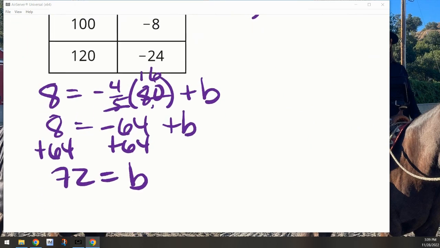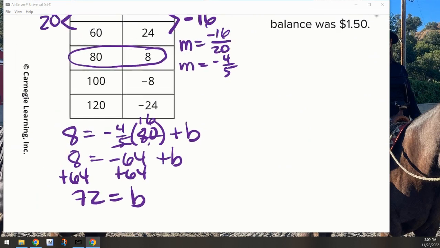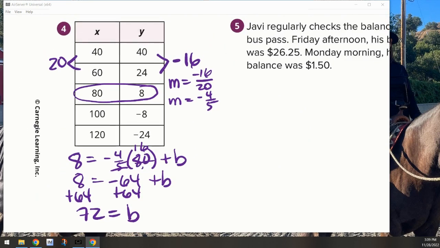Is that right? Did I mess that up? I did mess that up. It should be between 80 and 100. I did something wrong. Let me use my calculator.